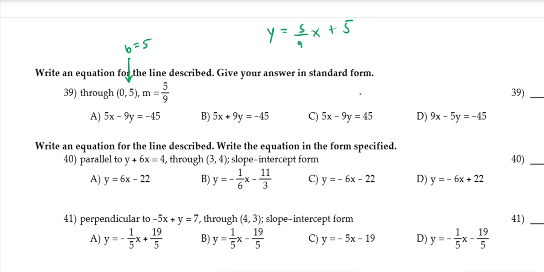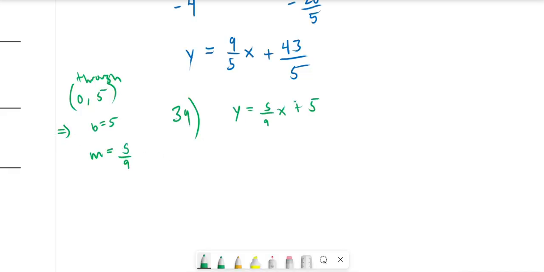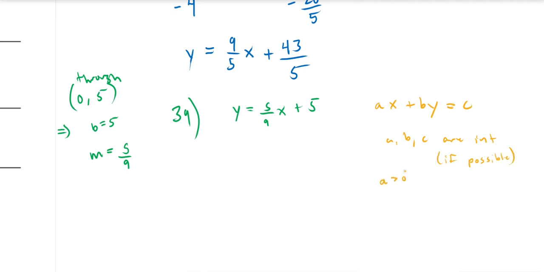But they actually want it in standard form. So let's take that to the side for a moment. So we were told these two things. We can get a y-intercept form this way. Standard form looks like this, where a, b, and c are integers, if possible, and where a is some positive value.